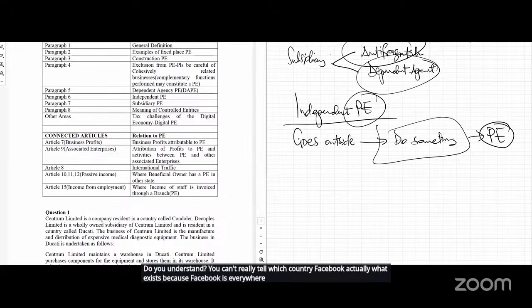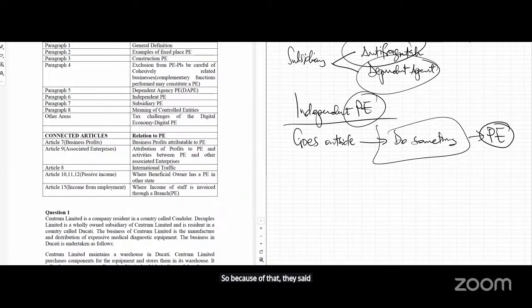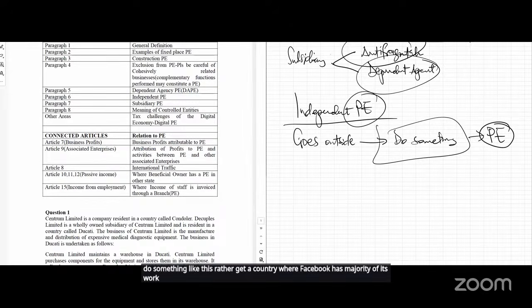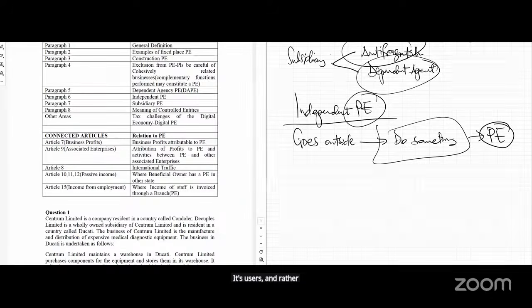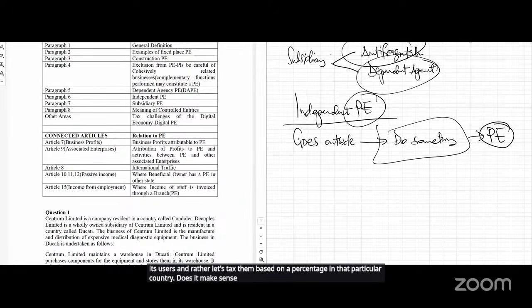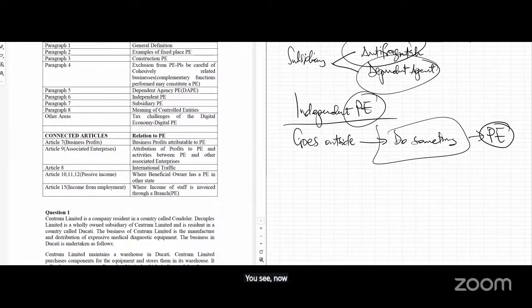Every Tom, Dick, and Harry has something connected with Facebook. So because of that, they said, why not do something like this? Rather get a country where Facebook has the majority of its users, and let's tax them based on the percentage in that particular country. Does it make sense that way? You see, now it makes a bit of sense, right? So that's the Amount A. Do you get the idea?